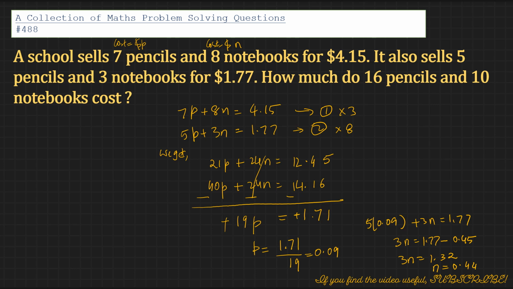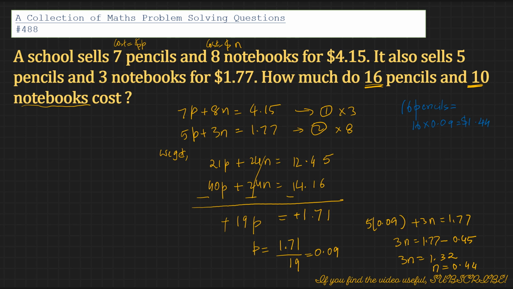So the cost of a notebook is 44 cents. So we have to find out 16 pencils and 10 notebooks. So obviously 16 pencils would cost 16 multiplied by 0.09, and that is 1.44.